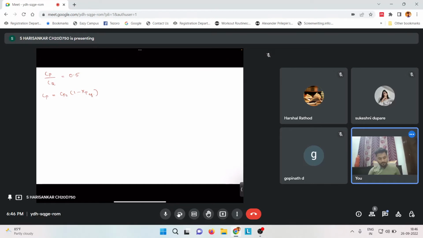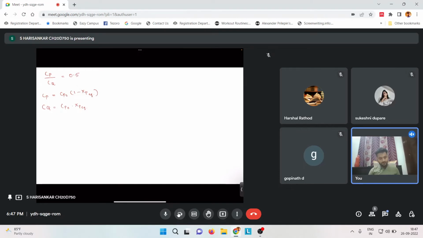Okay. On the other hand, Cq will be Cp0 into Xp at equilibrium. So what we are trying to say here is the final concentration of Cp will be whatever P that is remaining after the conversion of P at equilibrium, and the final concentration of Q will be whatever P that got converted into Q for the given equilibrium conversion, right? So we just substitute these two equations on top.